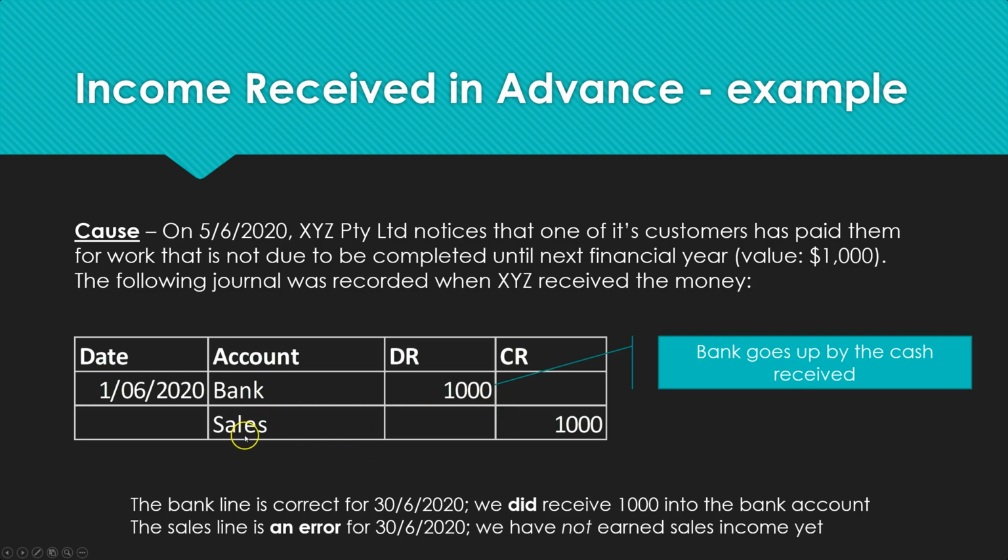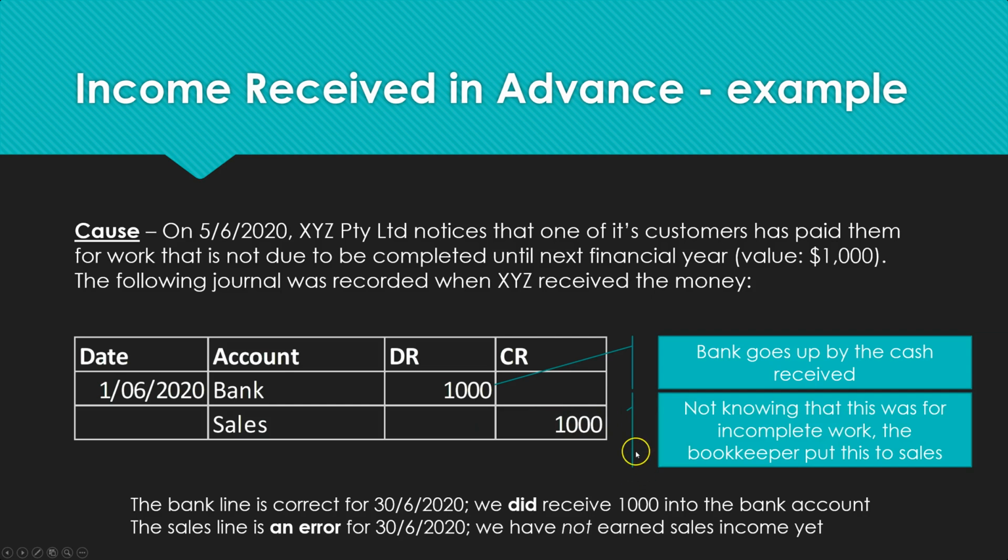The error is the second line. Sales also went up by 1,000. But by increasing our revenue, the sales account, by $1,000, we are saying that we have done the work and that we are owed the money. So that's a problem. We need to fix that issue. Bank, though, we won't change. It did go into our bank account, and that's a fact.